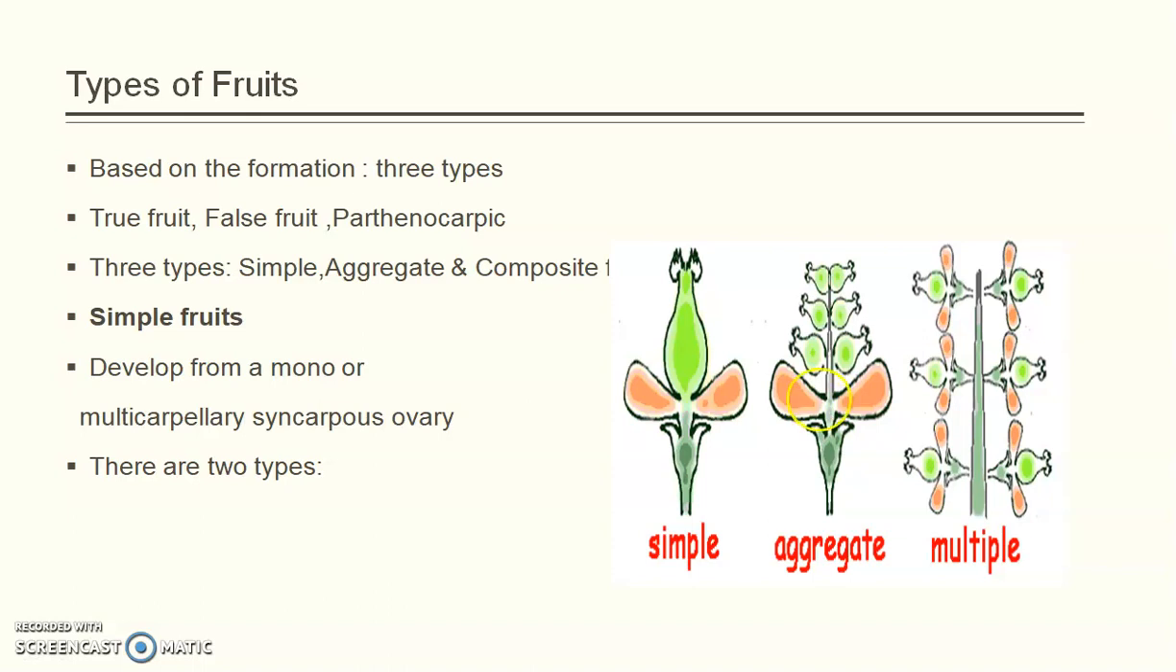In aggregate fruits, they develop from a multicarpellary or monocarpellary apocarpous ovary. That is the major difference between simple and aggregate fruits, whereas in multiple fruits they develop from an inflorescence. So these are the three types of fruits. So simple fruits from syncarpous ovary, aggregate from apocarpous and multiple from inflorescence. You can remember it like this.